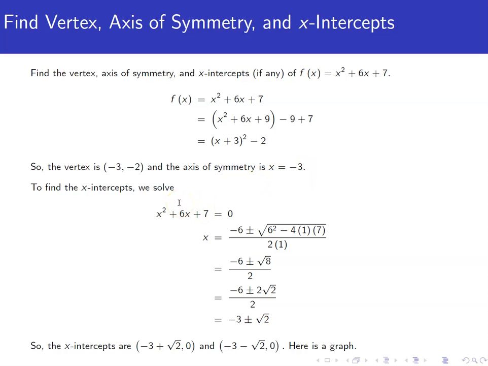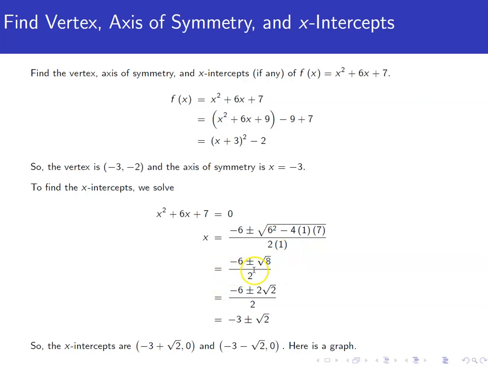The x-intercepts are where the y-coordinate is equal to 0, or where the function is equal to 0. So we have function equals 0, x squared plus 6x plus 7 equals 0. This does not factor nicely, unfortunately, so we'll need to use the quadratic formula. Opposite b, so our b is 6 here, so negative 6 plus or minus the square root of b squared minus 4 times a, which is 1, the coefficient on the x squared, times c, the constant, and then it's all over 2 times a.